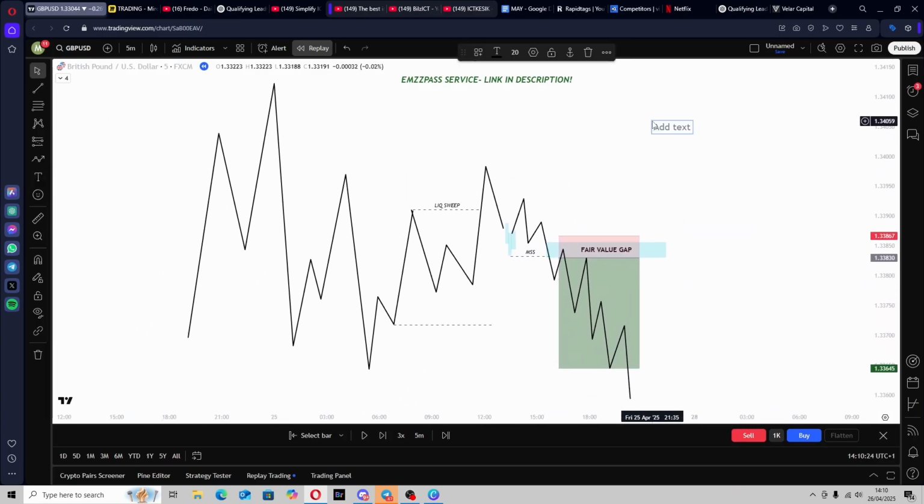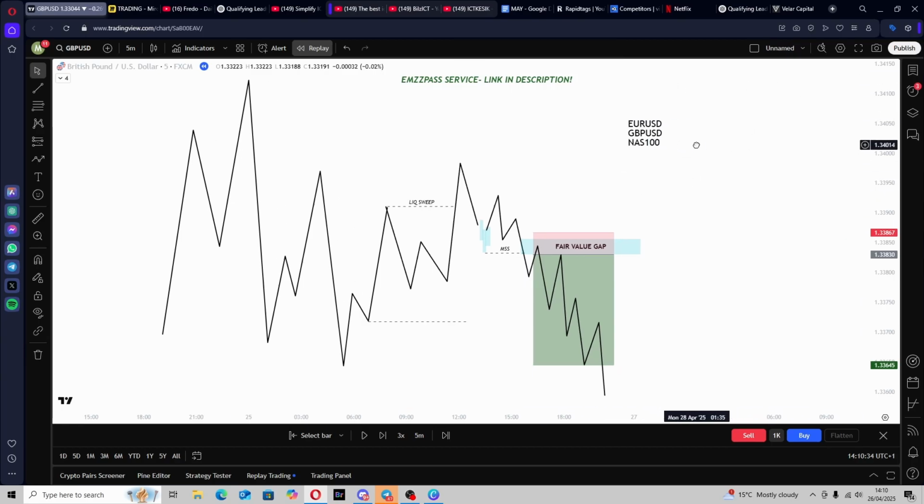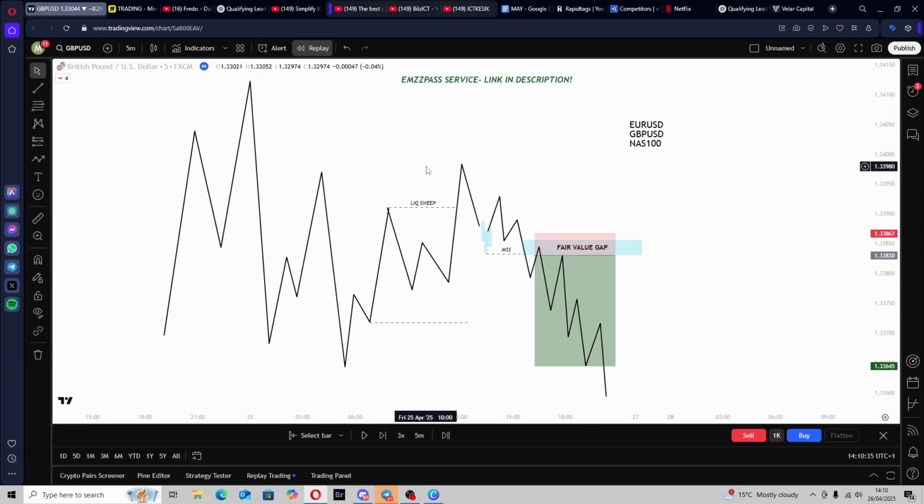This strategy works on EUR/USD, it works on GBP/USD, and NAS100. Okay, these are the three pairs that I really like using it on, but it does work on S&P 500 and it works on XAU/USD as well.